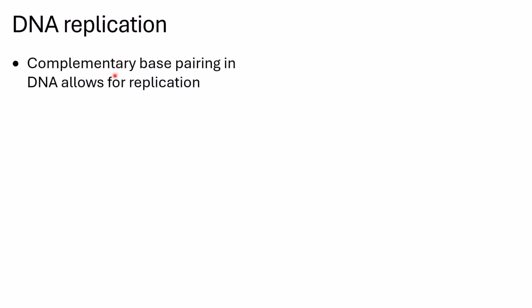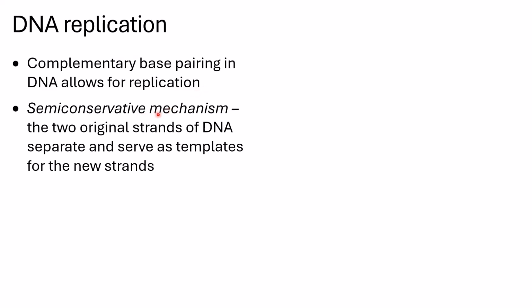As discussed in the previous video, the two strands that make up DNA are complementary, which means that if we know the sequence of one strand, we also know the sequence for the other strand. This nature of DNA allows for easy replication of DNA, and it's part of why it's so effective for the storage of genetic information. It was discovered that DNA replicates with a semi-conservative mechanism.